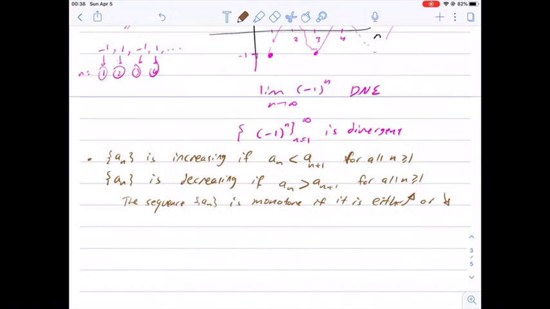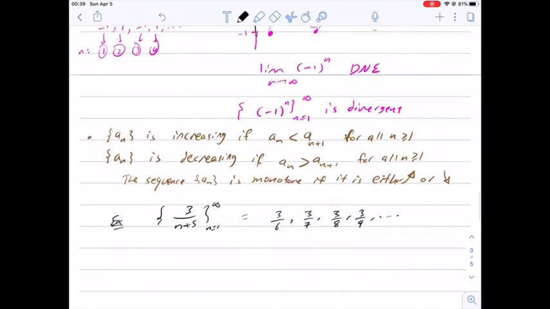Now if we are given the sequence, for example, 3 over n plus 5, n from 1 to infinity. If we look at some terms of this sequence, when n equals 1, we get 3/6, n equals 2, 3/7, 3/8, 3/9, etc. Now, as you can see here, the numerator is constant and the denominator is increasing. So that means this sequence is decreasing.